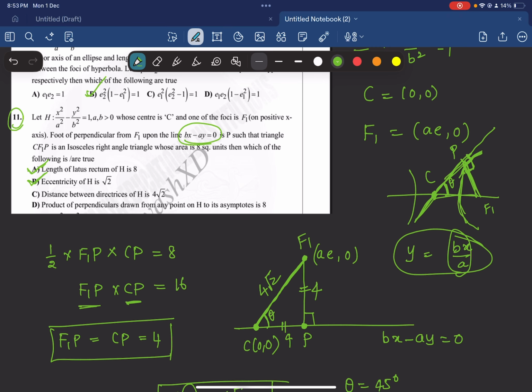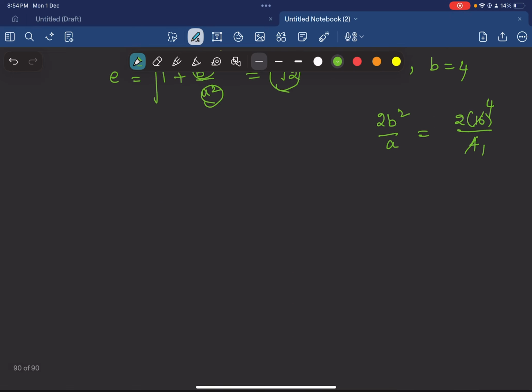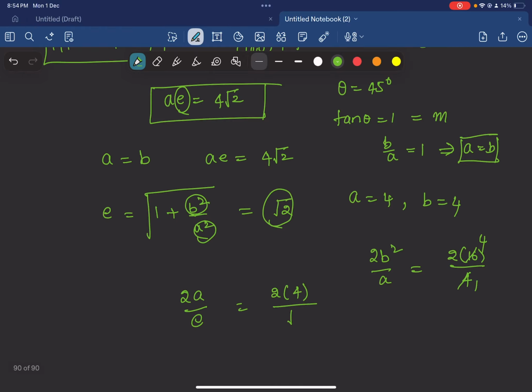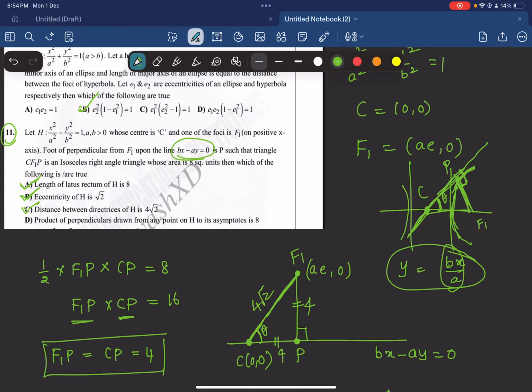This is also correct. Next, the distance between the directrices of H. That is simply a by e plus a by e, which is 2a by e. We know a is equal to 4, divided by e, which is root 2. So 2 multiplied by 4 divided by root 2 gives 4 root 2. The distance between the directrices is simply 4 root 2.